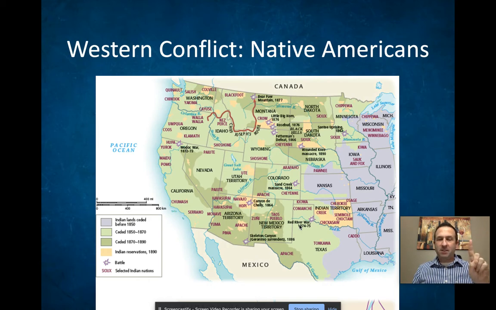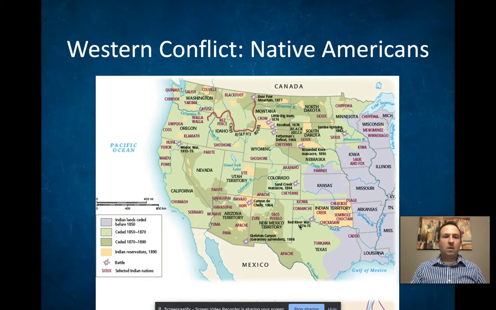So step 1, see land we want. Step 2, ask them for it. If they say yes, fantastic. If not, step 3, take it by force. Kick them off their land, kill them, murder them, take the land anyway. And then basically wash, rinse, and repeat. This is our American Indian policy in a nutshell. And then if there are any survivors, we'll put them on reservations.